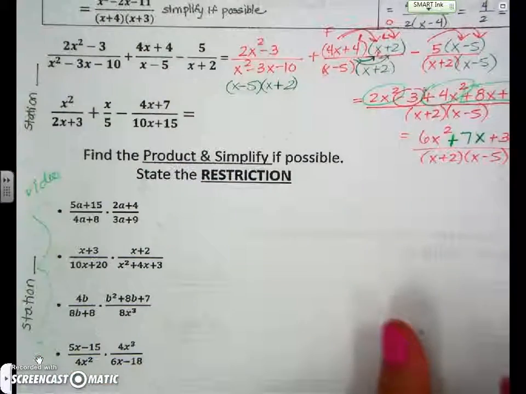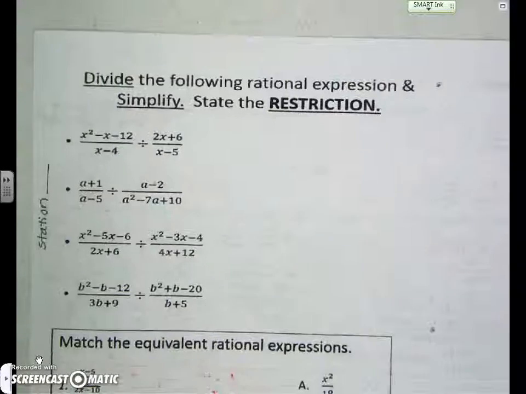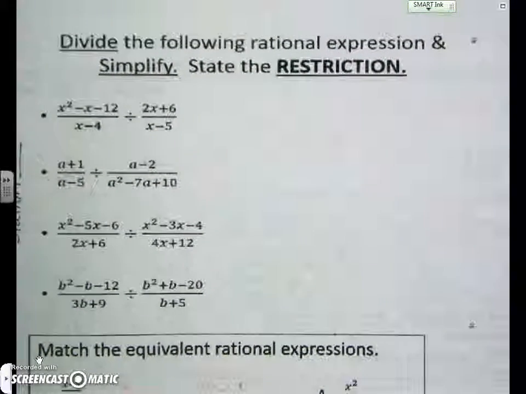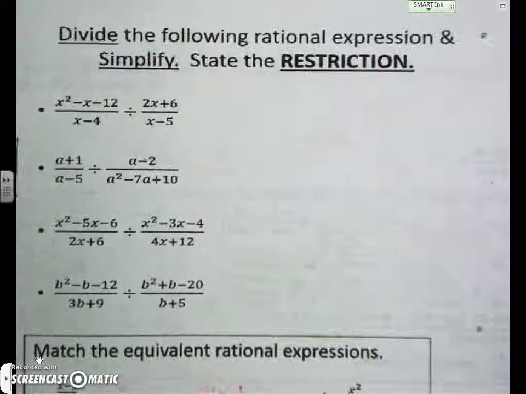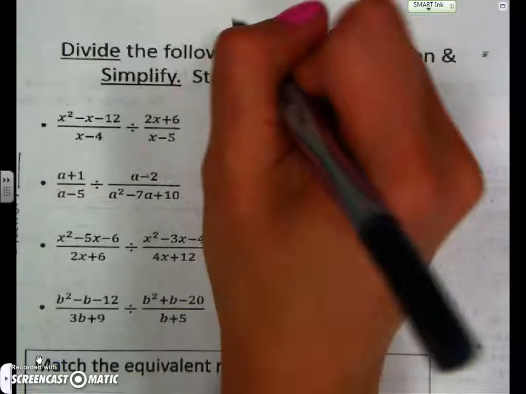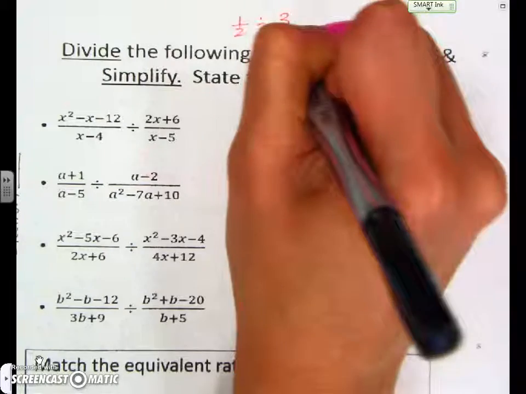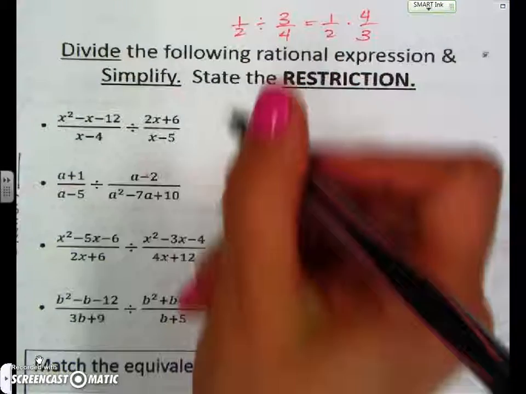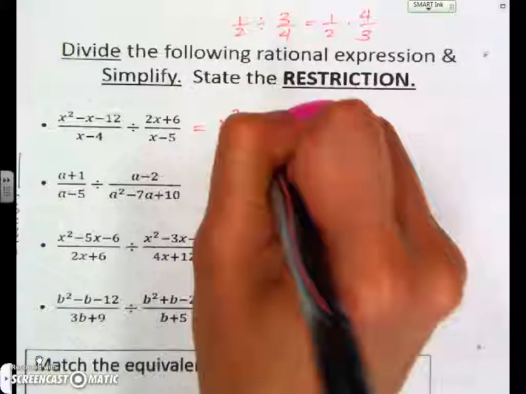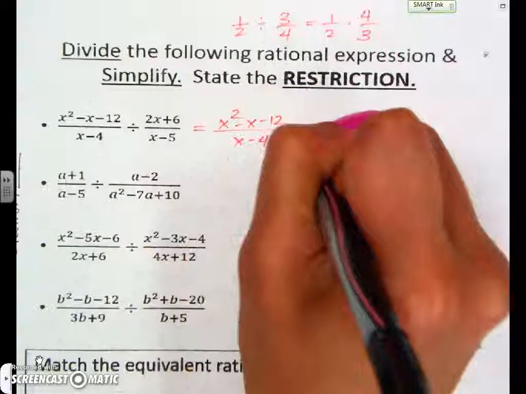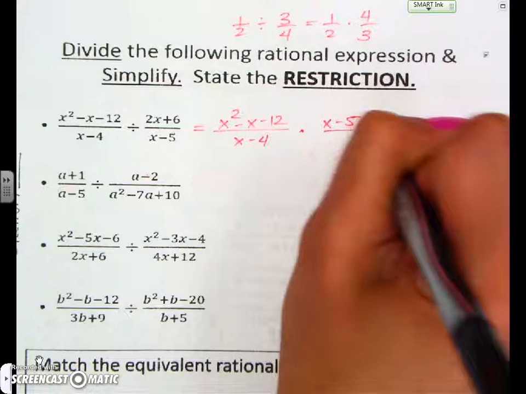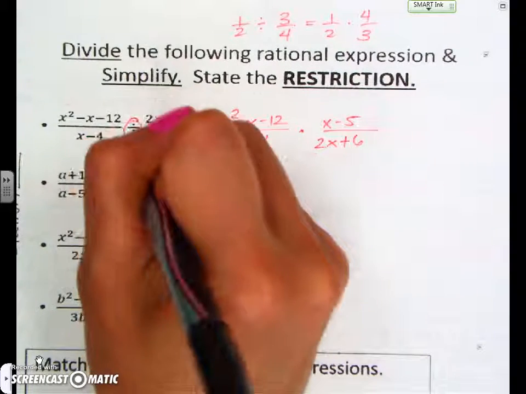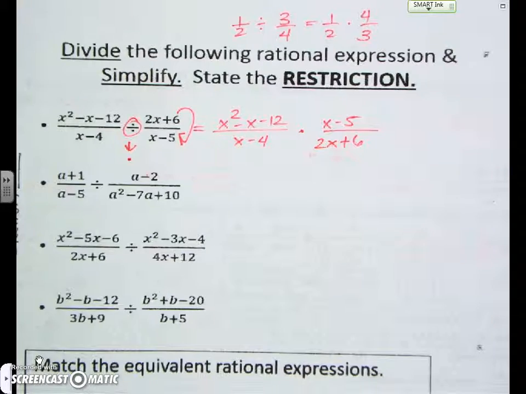Let's go ahead and turn to the back. Let's look at divide the following rational expression and simplify, okay? This is something I didn't cover in the last video, which is dividing. When you divide fractions, for example, if I divided 1/2 by 3/4, I would have to multiply times the reciprocal. Okay, so that's the same thing we're going to do here. We're going to leave the first fraction the same, but we're going to multiply times the reciprocal. So I'm going to flip the second fraction over, and I'm going to change my division sign to multiplication.